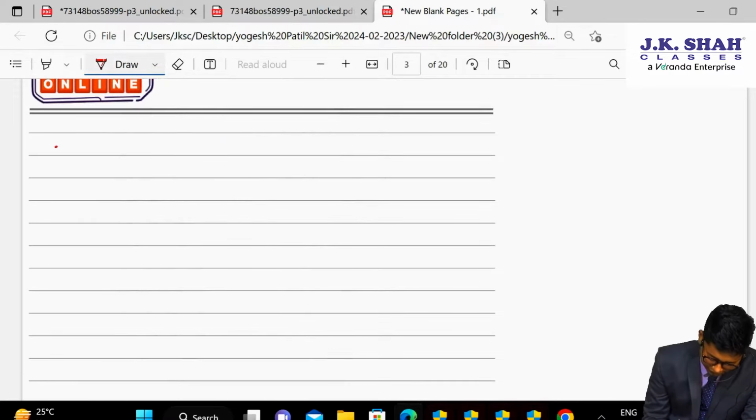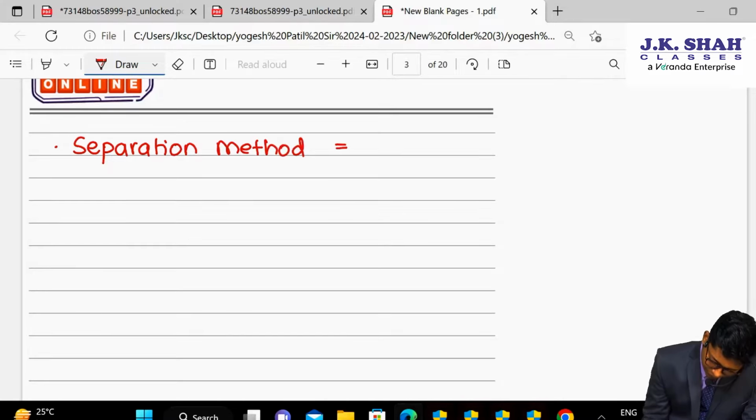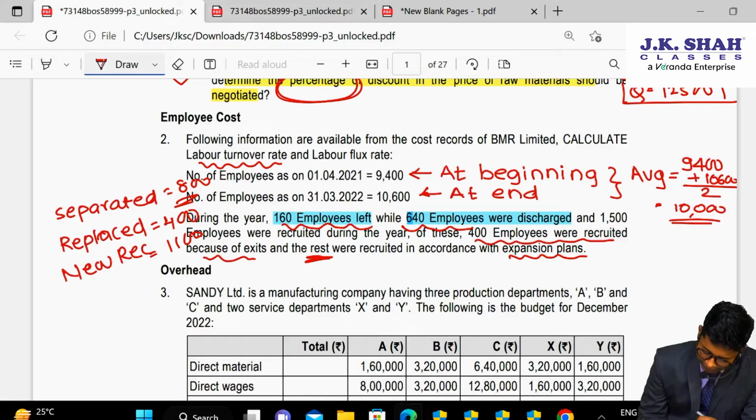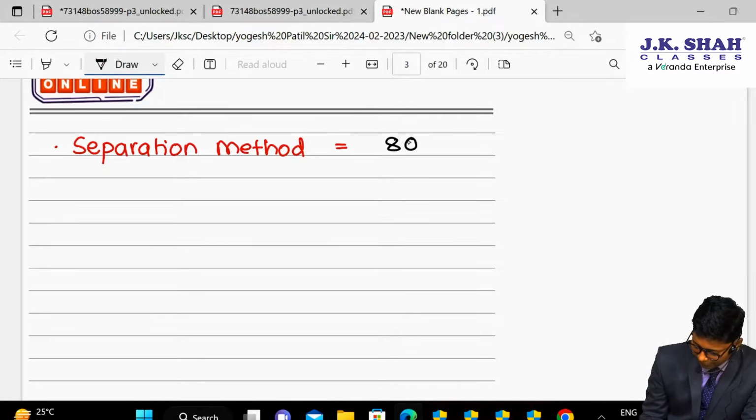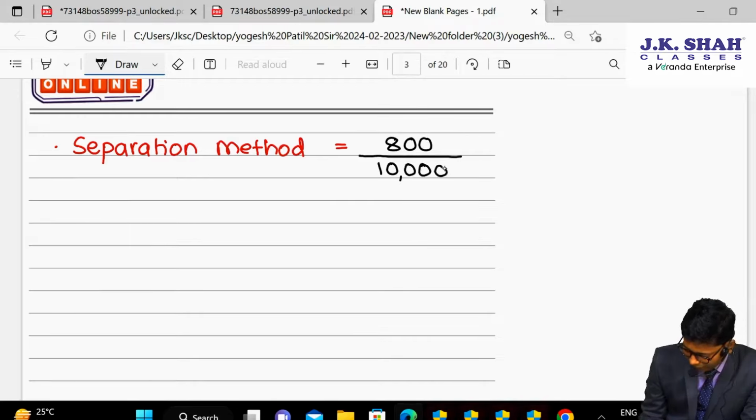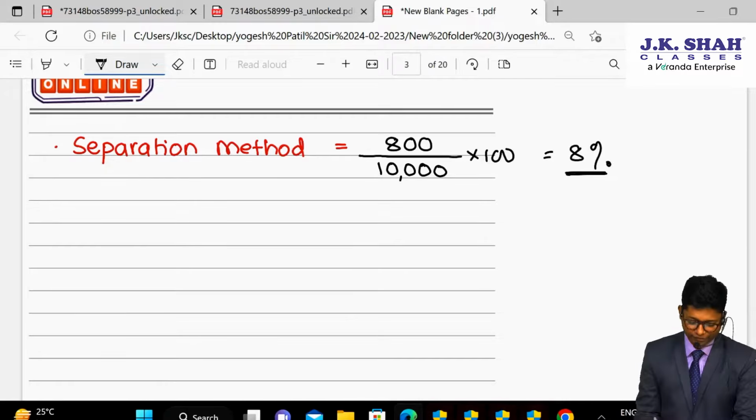which we always use is called the separation method. While solving a sum using the separation method, you should always consider the total number of workers separated during the year, and according to our discussion, a total of 800 workers got separated. Now, this number should be divided by the average number of employees, which is 10,000. When you calculate the percentage, you will get exactly an 8% rate. This is the rate of separation of the workers.